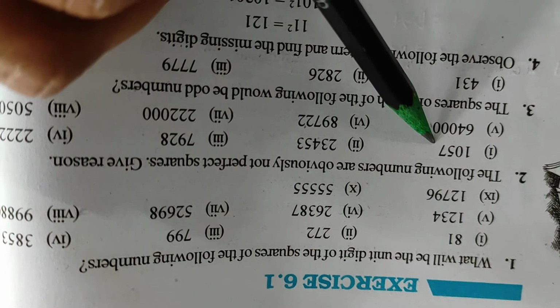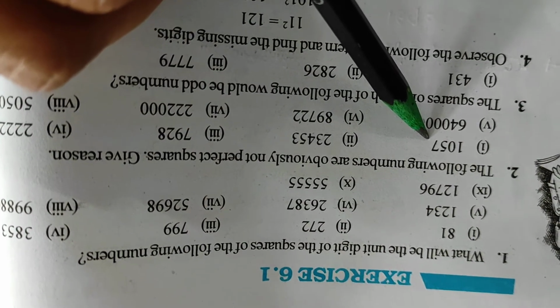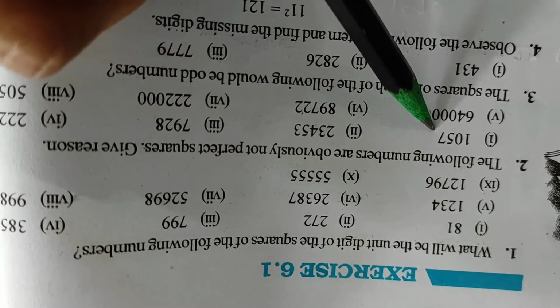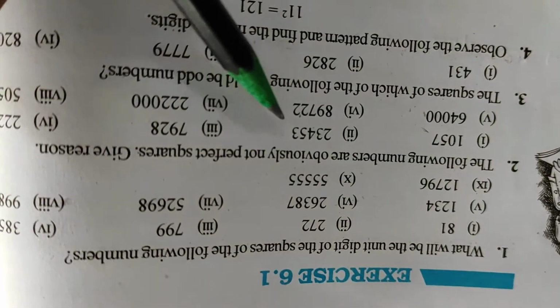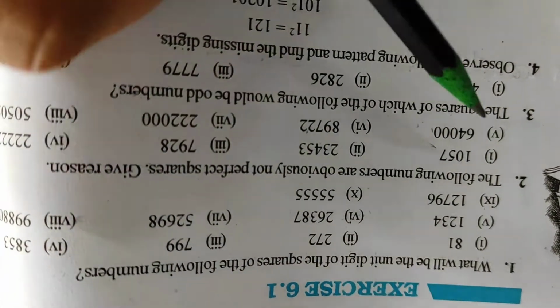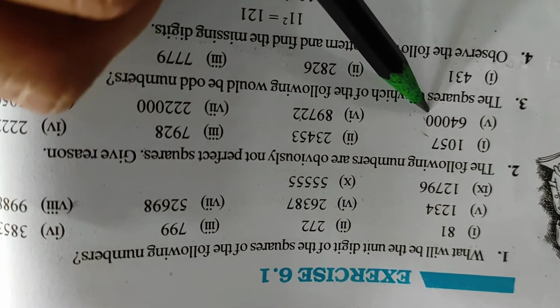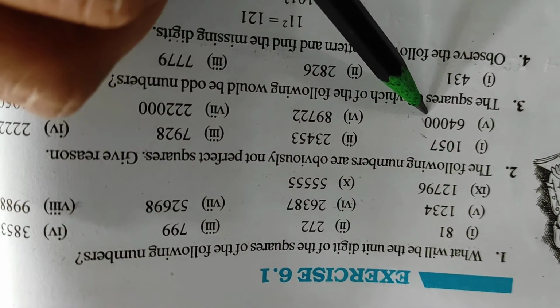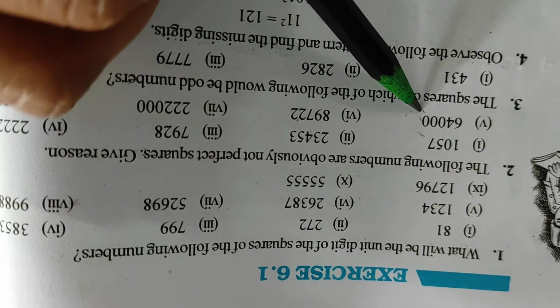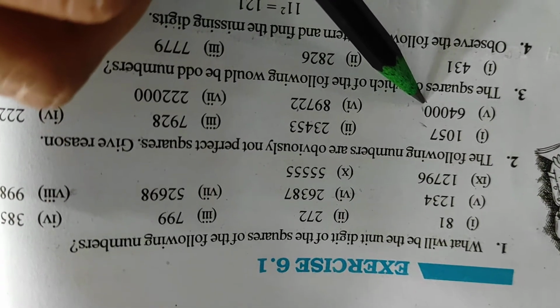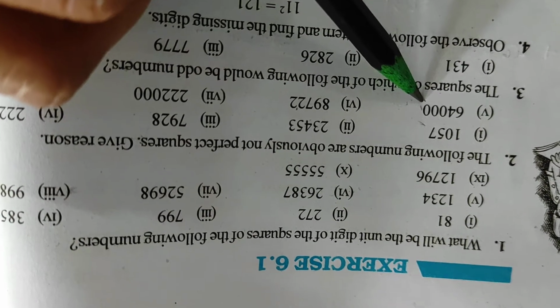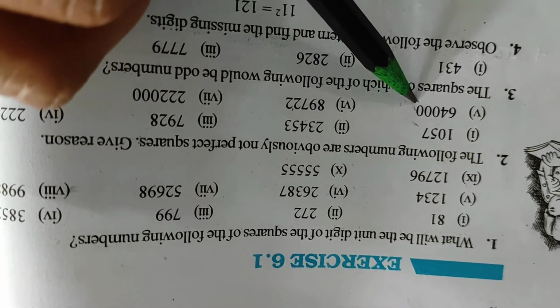Because its unit place is 7, and according to the definition of a perfect square number, these digits should be at the unit place. Same reason here. And here you will write that the zeros are in an odd number, or you can say that 3 zeros are here, and in a perfect square the zeros should be in an even number.